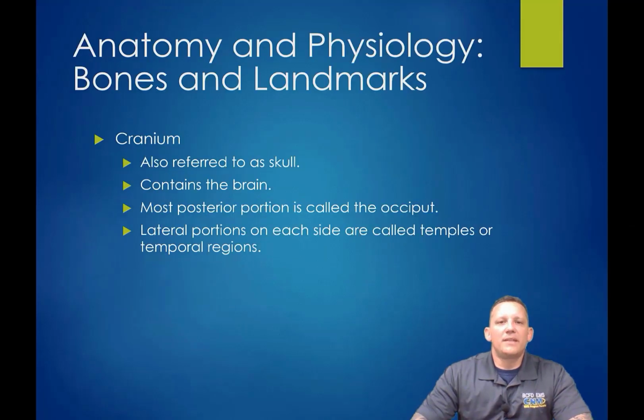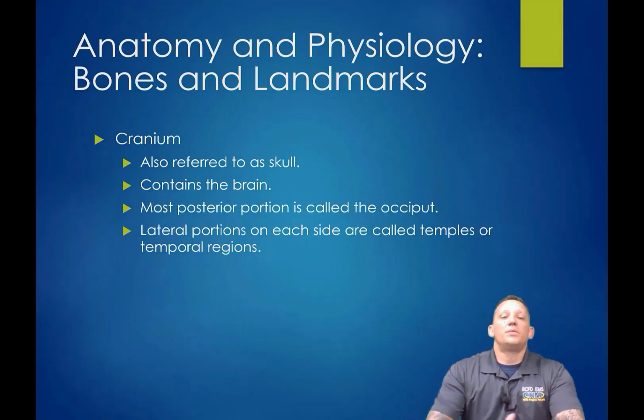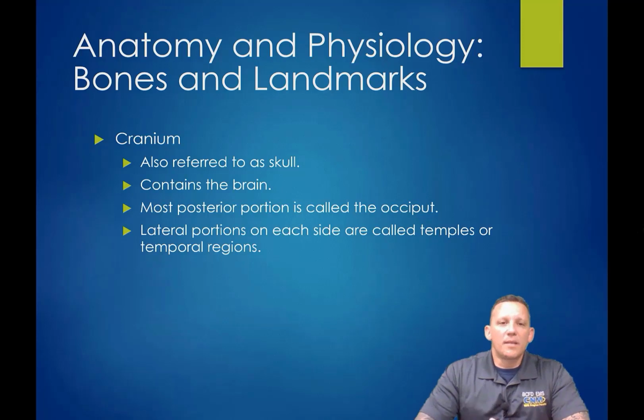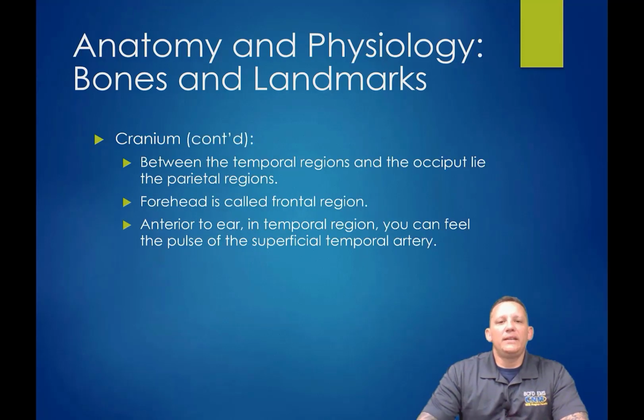We want to manage that airway as best we can and control the bleeding to the best of our ability. So as we're talking about the anatomy and physiology of the bones in the head, we're talking about the cranium. This is referred to as the skull. It is the cranial vault, or it contains the brain. The most posterior portion of the skull is called the occiput, and the lateral portions are called the temples, or the temporal regions. Between the temporal regions and the occiput, kind of up at the very top of the skull, in between the base and the temples, is called the parietal regions.